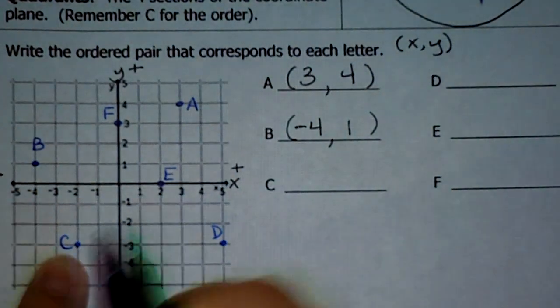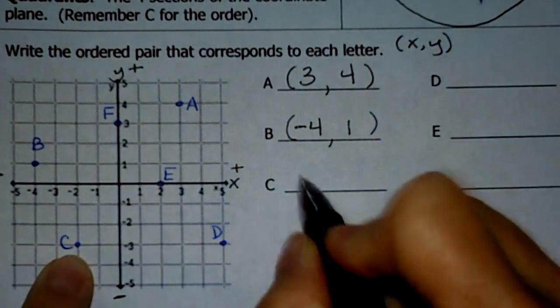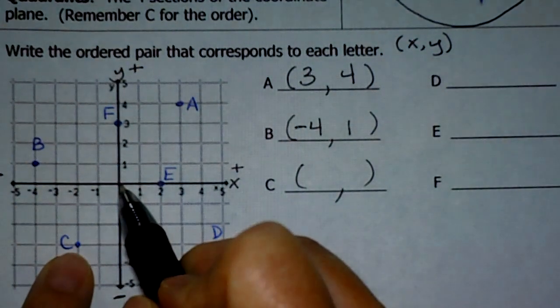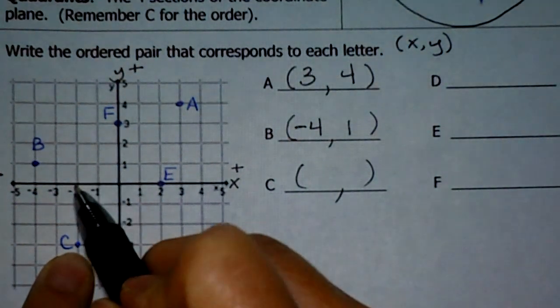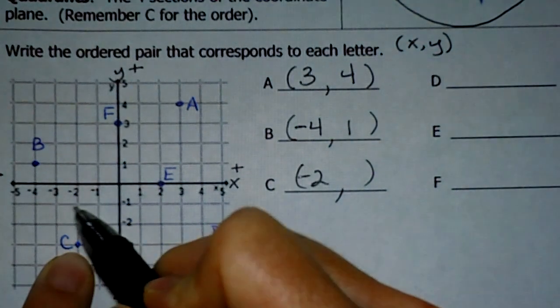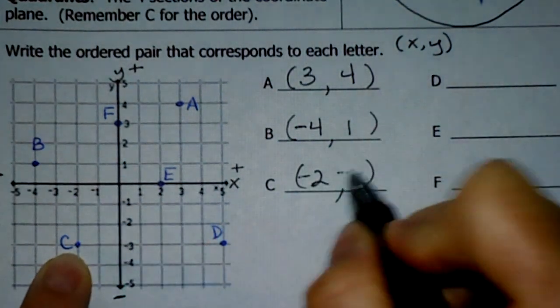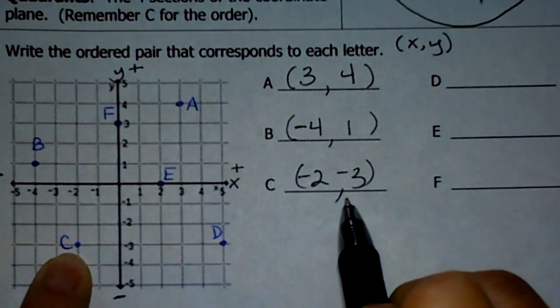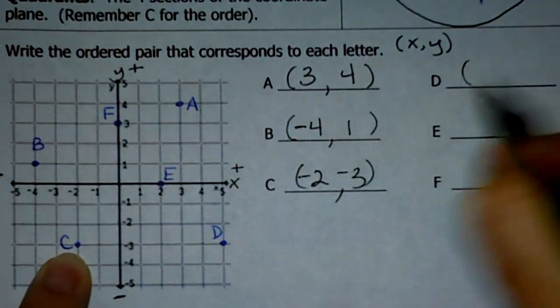All right, here's C. Go back to 0, 0. In order to get above the C, I have to go left 2. That means negative 2. And I have to go down 1, 2, 3, which would make that a negative 3. You can't write negative 3, negative 2 either. It has to go X then Y in an ordered pair.